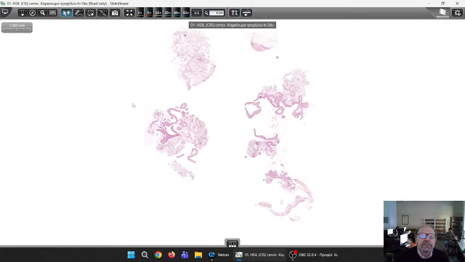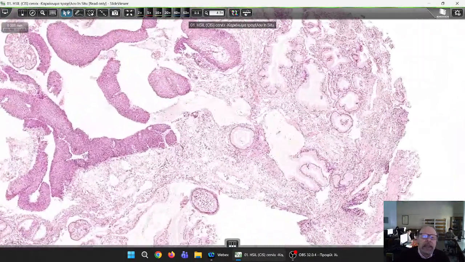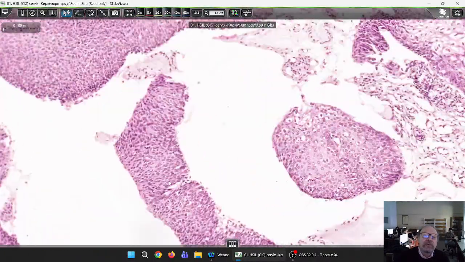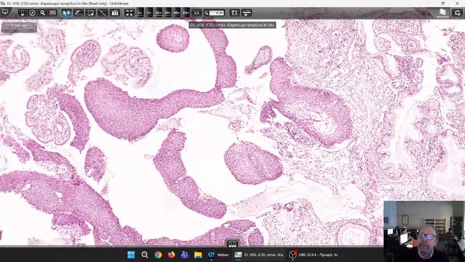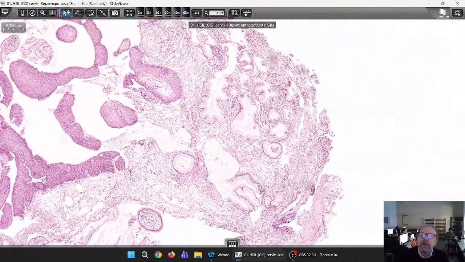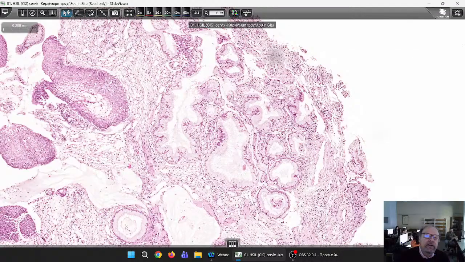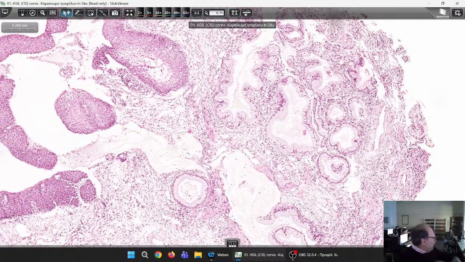So, another interesting feature is this. Here is another case where you see high-grade SIL, no evidence of maturation, and no koilocytic atypia. And it is of interest that you look at the glandular component of the mucosa. You see these glands here, which appear to be in the lamina propria, because since we have two dimensions in the slide, we cannot see the continuity to the surface. And what's the problem here?